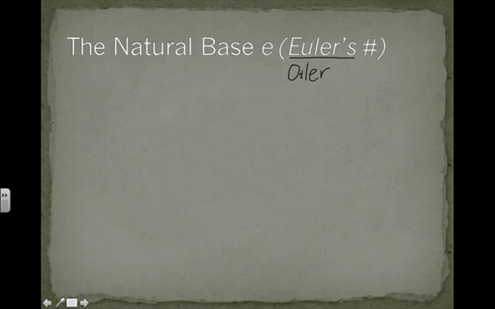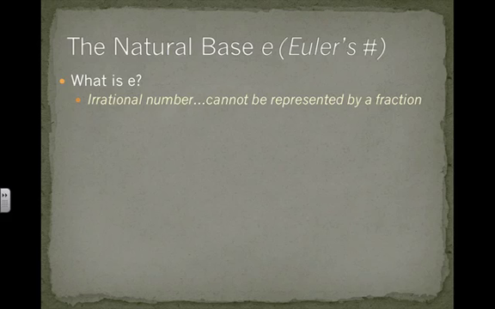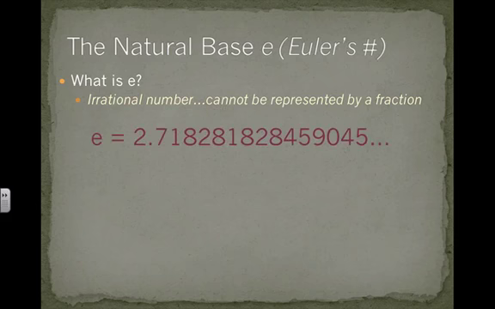So Euler's number e is what we are going to be focusing on today and how that plays into exponential functions. So what is e? e is an irrational number. That means it cannot be expressed as a fraction. It's an ongoing, non-repeating decimal that can't ever be expressed as a fraction. Here's what it looks like. e equals 2.718281828459045, and it keeps going on and on.